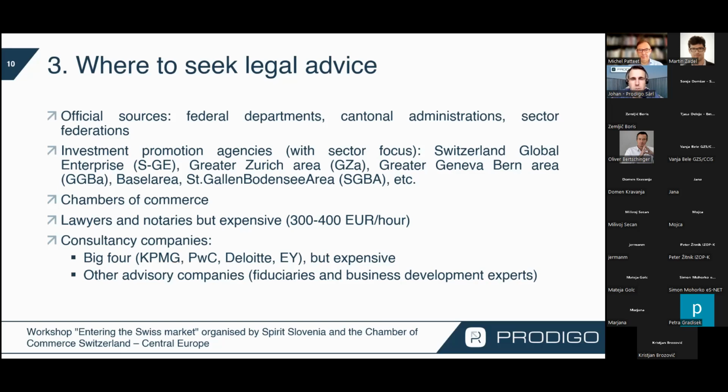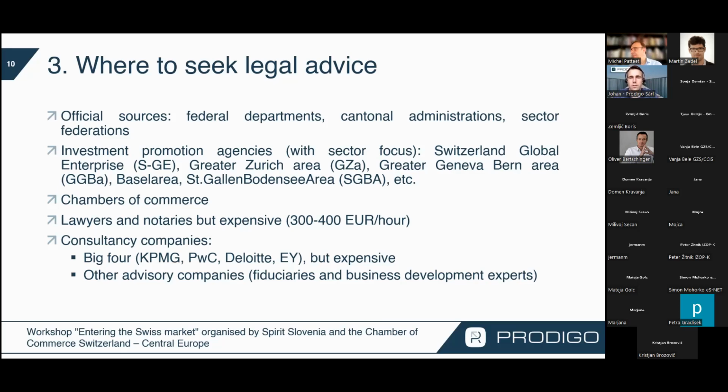Chamber of Commerce can also be of help. Today's action is a good example. And also lawyers and notaries, which are experts, they can provide legal advice. However, in Switzerland, their services are very expensive, and it can go from 300 to 400 euro per hour, even more in some regions. So I would recommend to use their services only when your project requires a precise answer or when it is mandatory to do it.